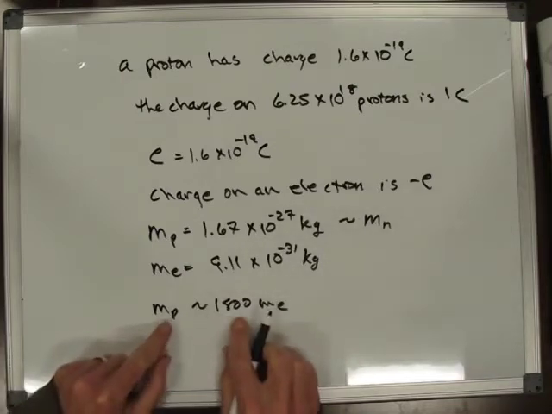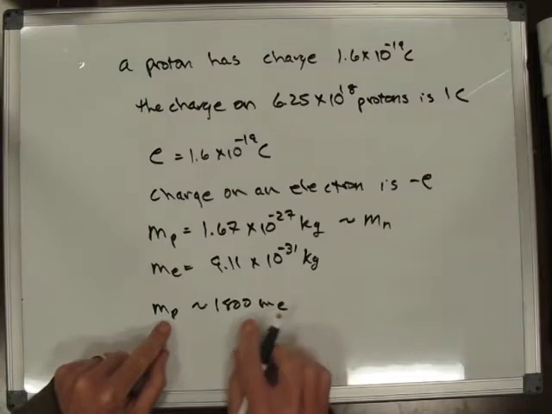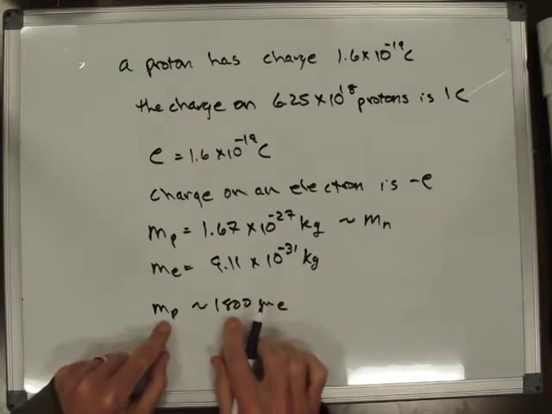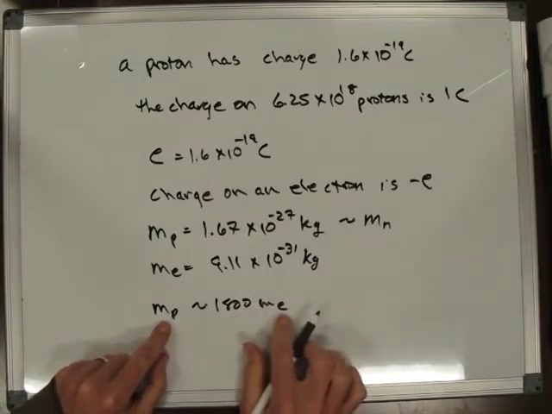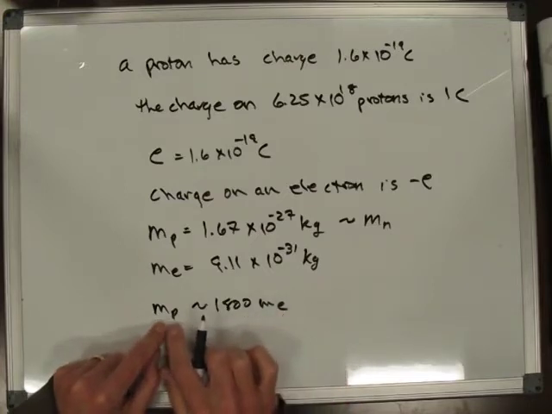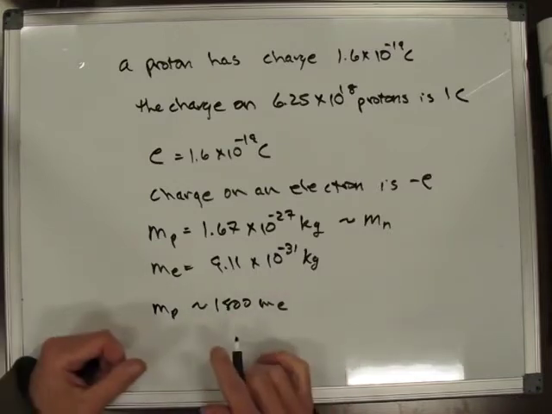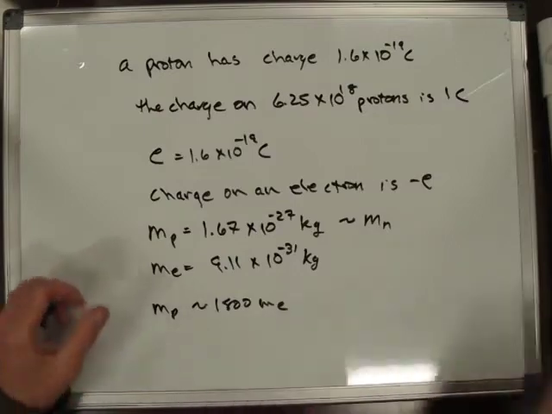Since a neutral atom has equal numbers of protons and electrons, that just says that the nucleus is at least 1800 times more massive than all the electrons in the atom. And it's more than that because there are neutrons that haven't been counted here. So that's why we say all the mass is in the nucleus.